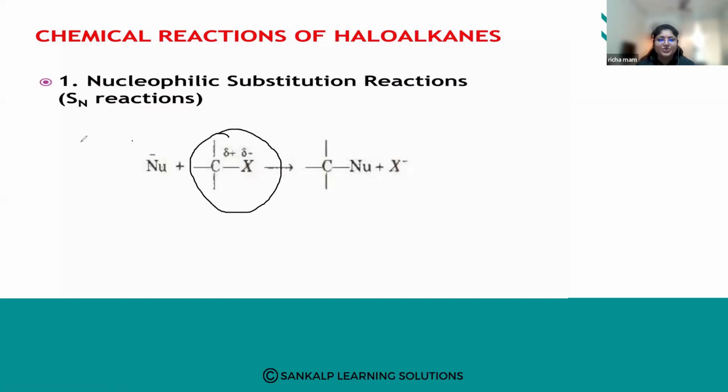As we discussed in the last class, the alkyl halide, that is your RX, has a polar bond. R can be any alkyl group, suppose methyl or ethyl. I'll take it as the C-X bond, your alkyl group. When you see the alkyl halide, the C-X bond is a polar bond.